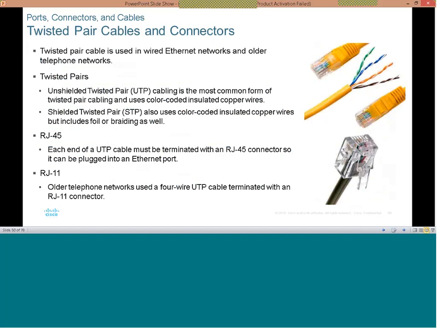So twisted pair cable is used in wired Ethernet networks and older telephone networks. So twisted pair, which is shielded twisted pair cabling, is the most common form of twisted pair cabling, and uses color codes, insulated copper wires. So you could see that in the picture on the right, cables that are twisted, and the connector that is used is either the RJ45 or the RJ11. So the RJ45 is the big one, and the RJ11 is the small one, which is used for telephone. Okay.